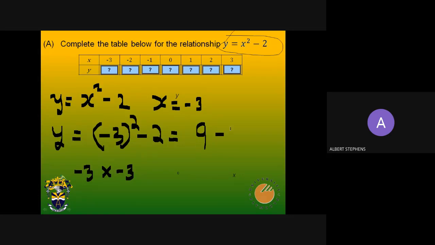We're going to subtract 2. All right. And 9 subtract 2 is 7. Right. So what goes beneath the -3 would be 7. All right. Can you complete this table for me, please? I'm going to give you 5 minutes to do that, or maybe not so much, probably about 2 to 3 minutes.